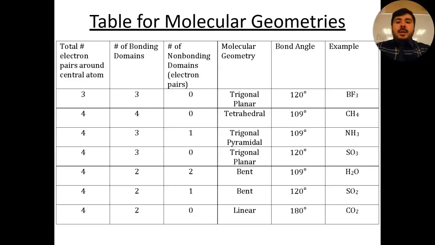Now, the number of non-bonding domains is just going to be our electron pairs, and that's conveniently enough just mentioned right in our table here, right? So our electron pairs essentially. Whenever we are looking at electron pairs around a central atom, if there is a pair of electrons around something, as opposed to just a single, double, or triple bond, that's going to be constituted as a non-bonding domain, okay?